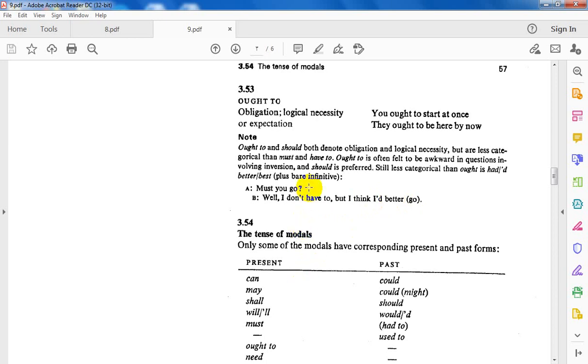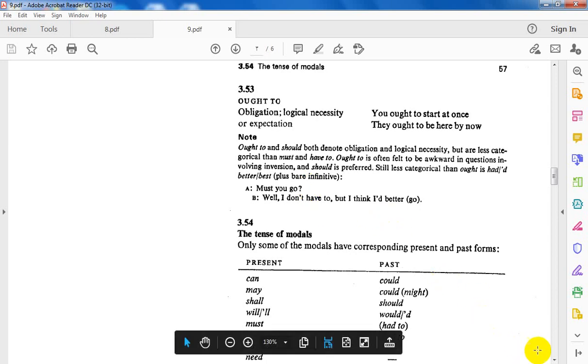So again, must, have to, should, ought to, had better, all of them denoting what? Denoting obligation and logical necessity, but with different degrees. And if I want to arrange them from the strongest to the weakest, I will start with must, have to, should, ought to, then I have had better.